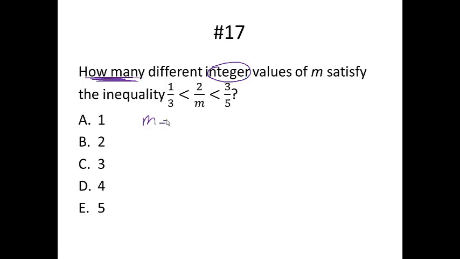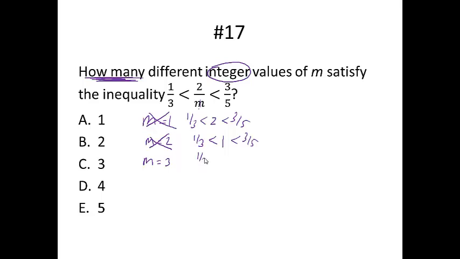So I'm going to just start letting m equal 1. If m equals 1, I get 1/3 is less than 2, which is less than 3/5. So is 2 between 1/3 and 3/5? Absolutely not. So now let's let m equal 2. I'm going to get 1/3 is less than 2 divided by 2 is 1 is less than 3/5. And again, 1 is not between 1/3 and 3/5. So m equals 2 does not work.